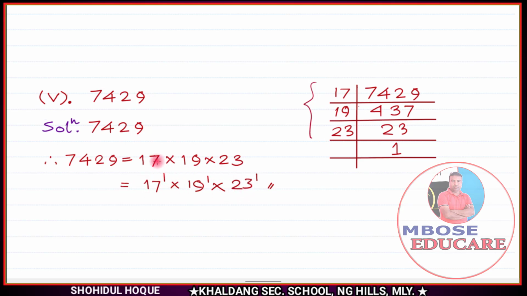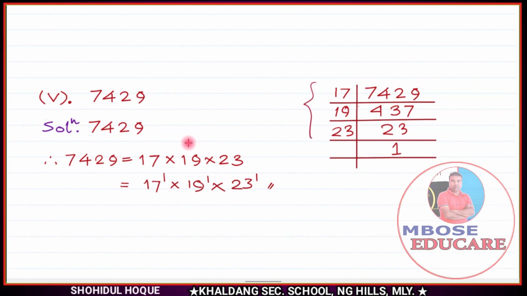As we know, all of them appear one time only, so we can write power 1. If we do not write the power 1 here, no problem, but it is better to write 17 to the power 1, 19 to the power 1 and 23 to the power 1. So here we have completed all the problems from question number 1.